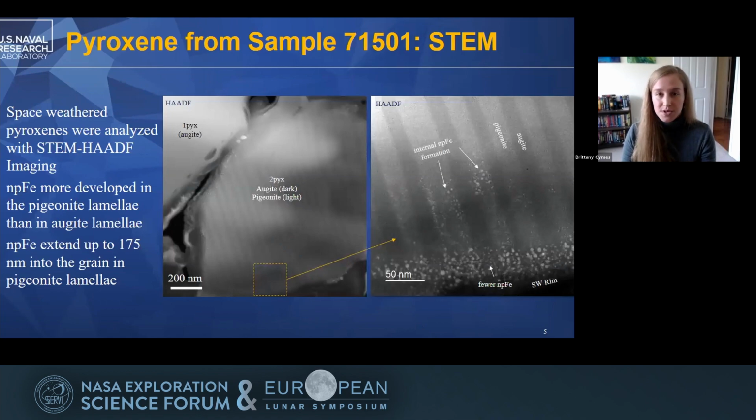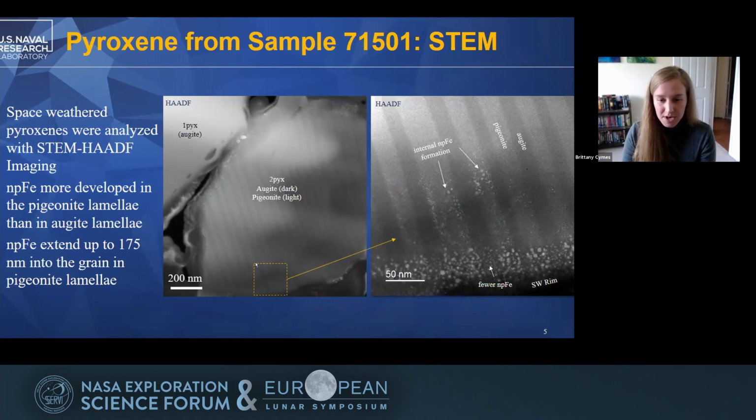Moving the sample then to our STEM instrument, so now we're imaging with a focused probe. We acquired high angle annular dark field, or HAADF, images. HAADF is a Z contrast imaging technique that helps us better examine the space weathered rim, because here the more iron rich phases are going to show up brighter. So now we're going to flip our contrast from the previous image.